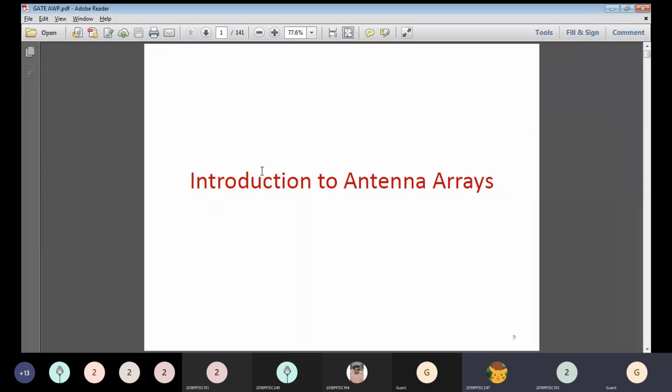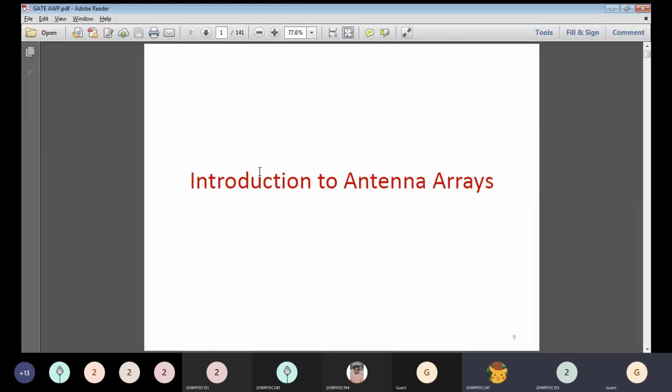And coming to the next parameter, beam efficiency. Beam efficiency is equal to major beam area by total beam area, that is major beam area plus minor beam area. Okay. Next, the important parameter, the second one, radiation intensity. It's a foremost important parameter of an antenna.